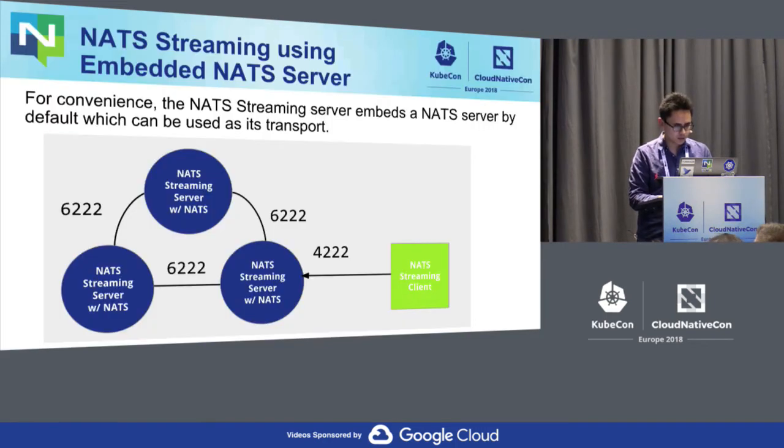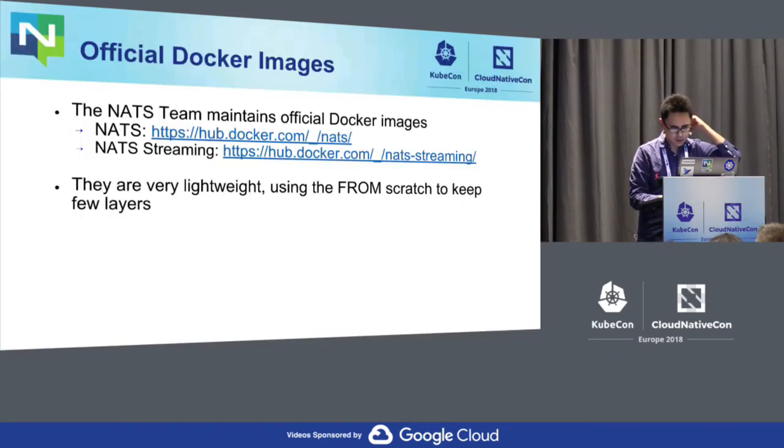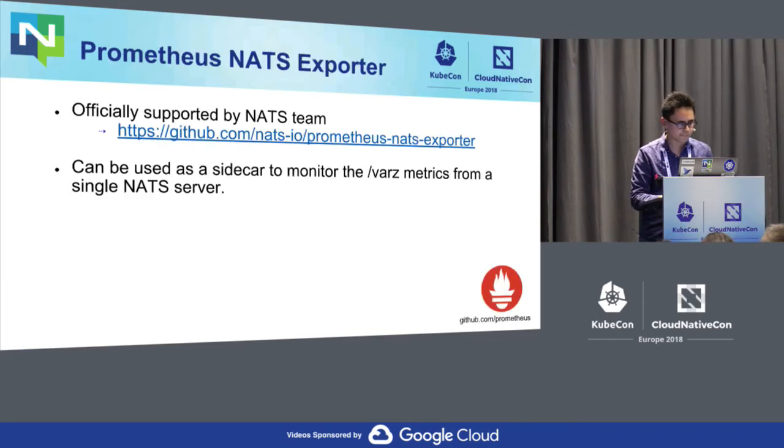Moving forward, some of the pieces from the NATS ecosystem: we have available Docker images for both NATS and NATS Streaming. They are very lightweight. We're using the from scratch approach so that they have very few layers. The NATS one is like 7 megabytes. It's one of the first official images that was using this approach from scratch.